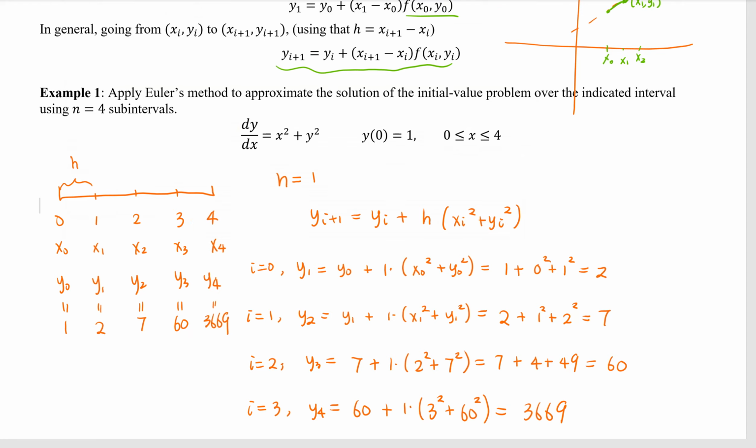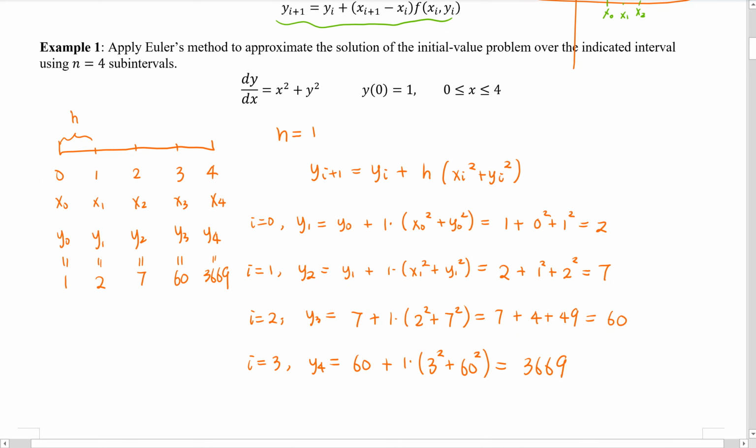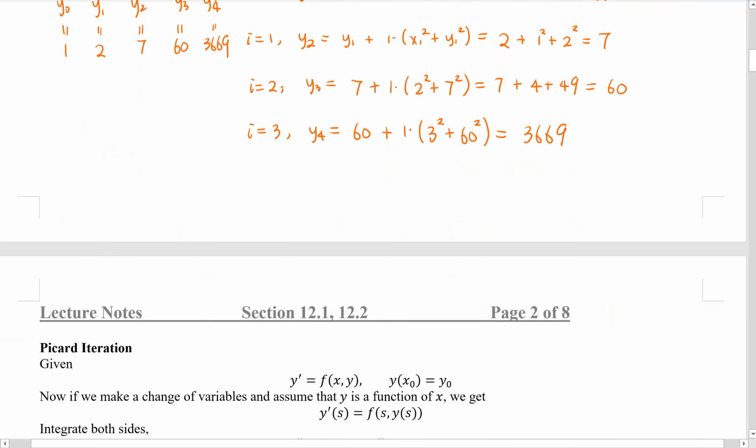So now we have figured out our answer. So this is the approximate solution of the initial value problem over the interval. Okay, so that's Euler's method. All right, let's continue.